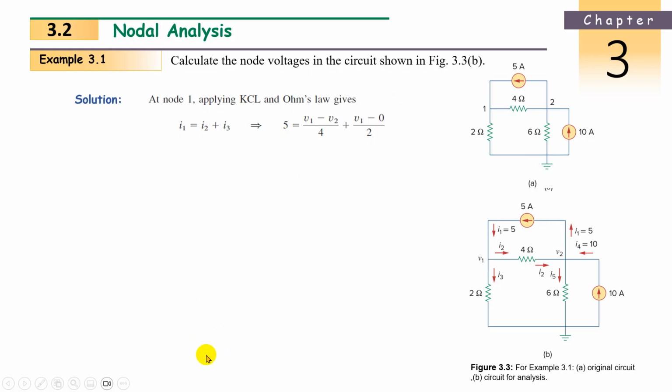I always tell you to rearrange in terms of V1 and V2 on one side, and the remaining constant value on the right side. See, we can rearrange this by solving. Take the LCM 4, then it will go here 20, and you rearrange this one. It will become V1 minus V2 plus 2V1. Now you can write the equation as 3V1 minus V2 equal to 20. In this format only you have to write, which is useful for two methods of analysis.